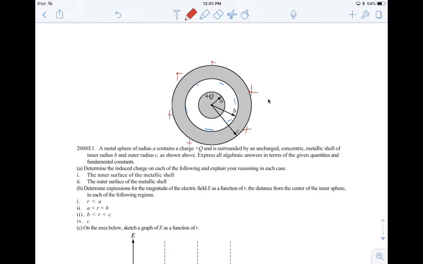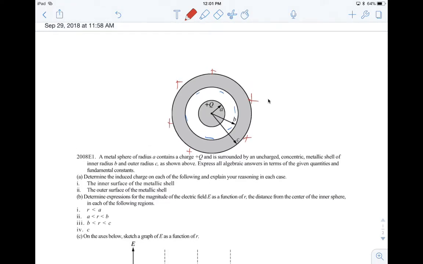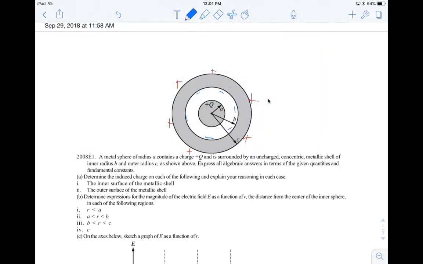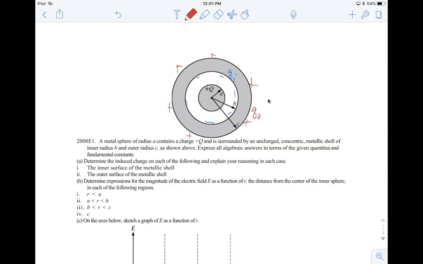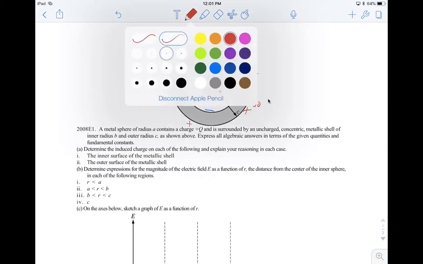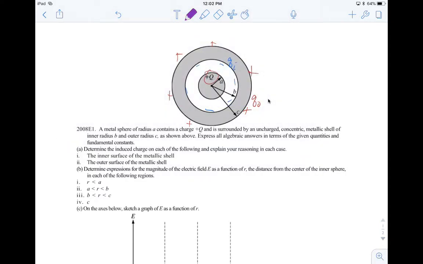Okay, and so we want to figure out the inner charge and then the outer charge. So let's call the inner charge Qi, and then we'll call the outer charge Qo. We need to figure out what those are in terms of that positive Q right there. So let's draw a Gaussian surface, and I'm going to pick this surface right here. I'm going to pick a Gaussian surface that is inside of the conductor.